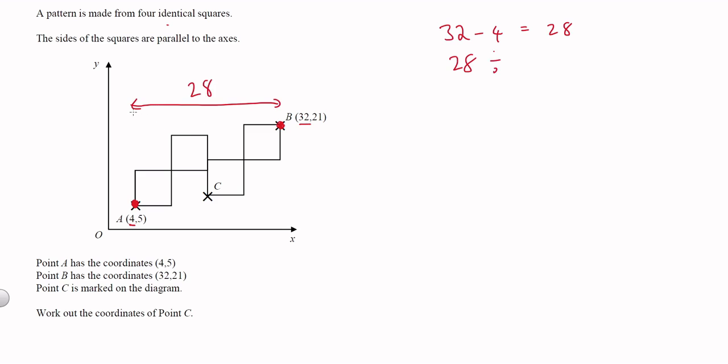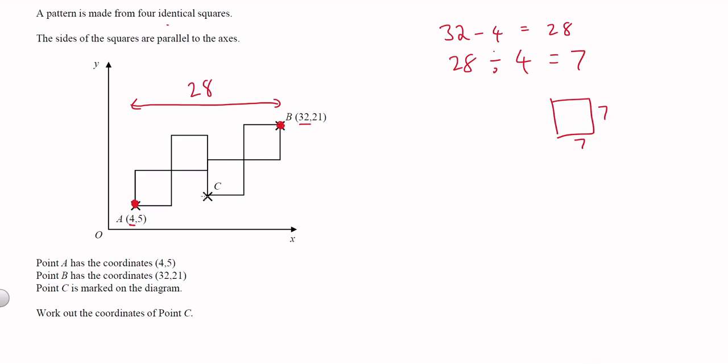So remember, from here to here is 28, right? But I've got 1, 2, 3, 4 squares in between. So I'm going to do 28 divided by 4, that leaves me with 7. So each square, it is a square, it's 7 by 7.